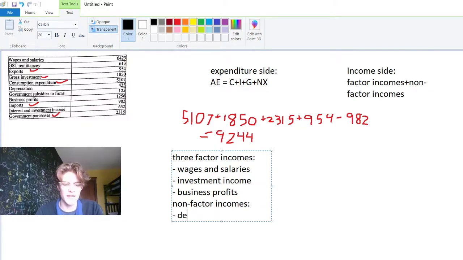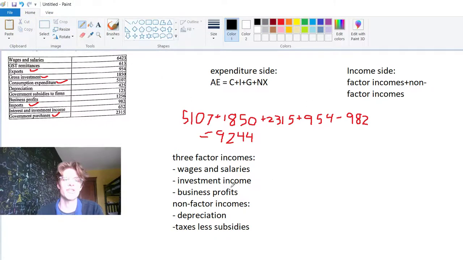Okay, so non-factor incomes are depreciation and taxes less subsidies. So we're going to add depreciation in this case. We're going to add it. The only thing we're subtracting is subsidies. So, yeah. Helpful to have a textbook.